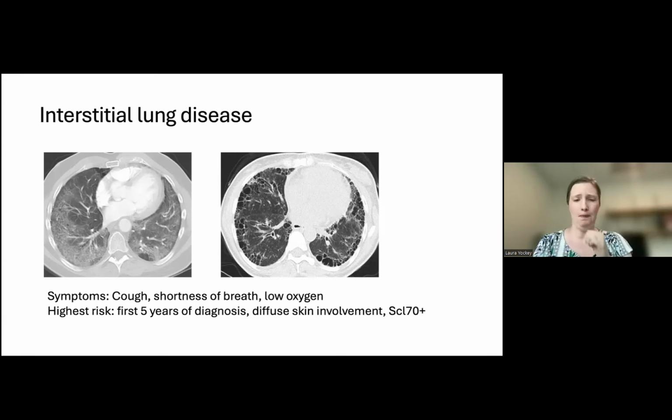Distinguishing who will be most affected and most likely to progress helps us decide who gets treatment. Some of the patients at highest risk of having interstitial lung disease, and particularly progression of their interstitial lung disease, are patients in the first 3 to 5 years of presentation with new scleroderma, and they're more likely to have severe disease if they have diffuse skin involvement or the antibody SCL70.